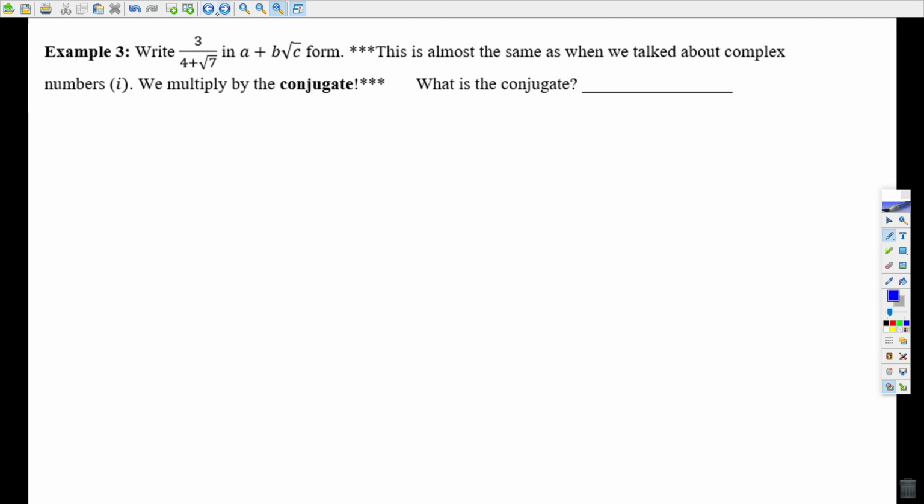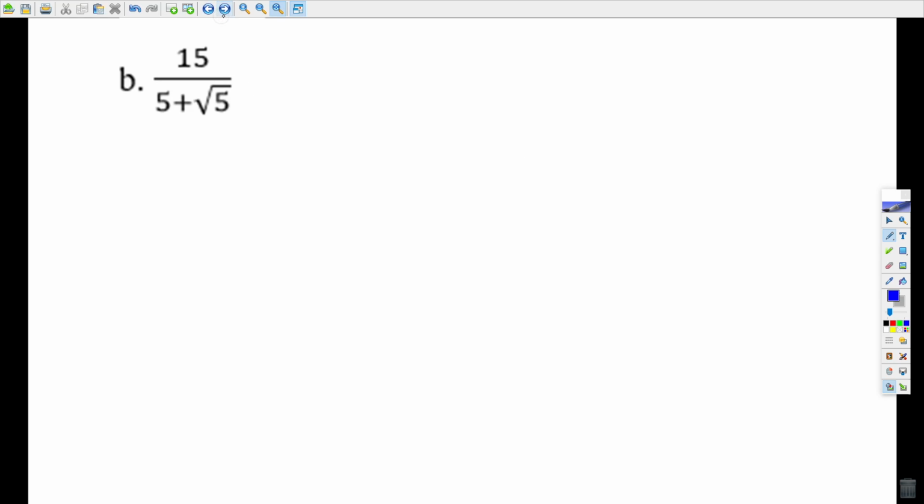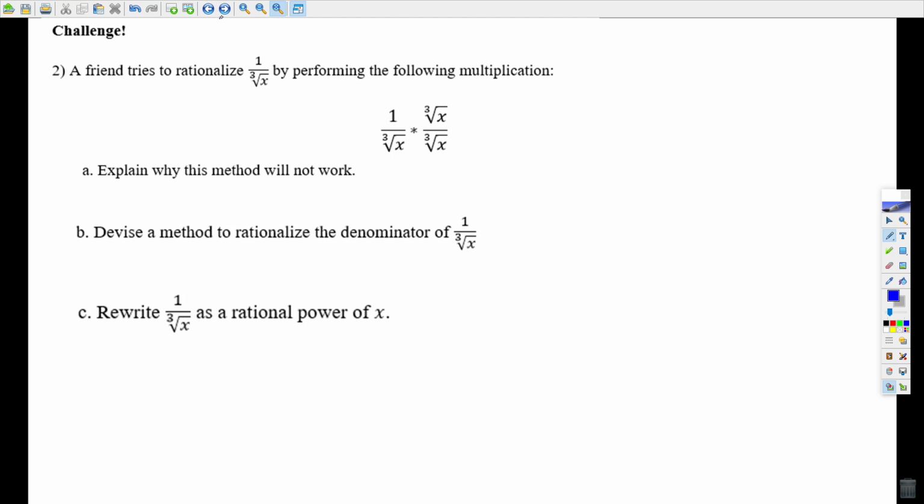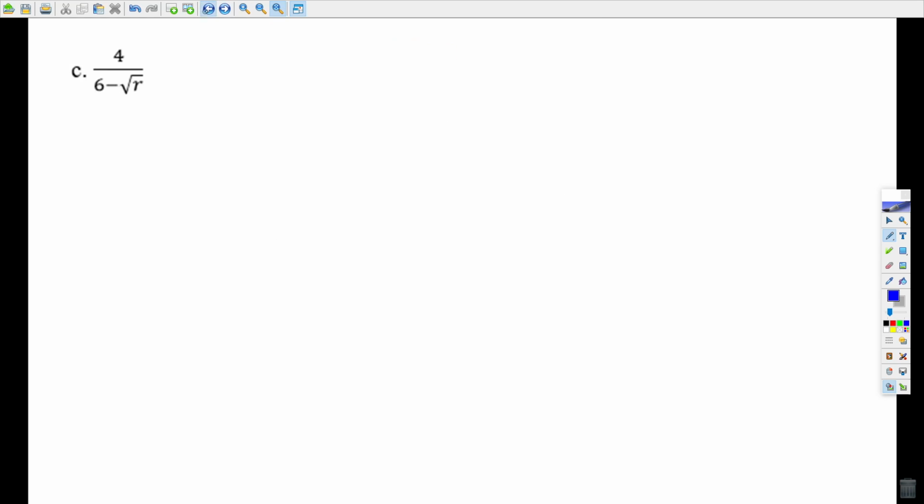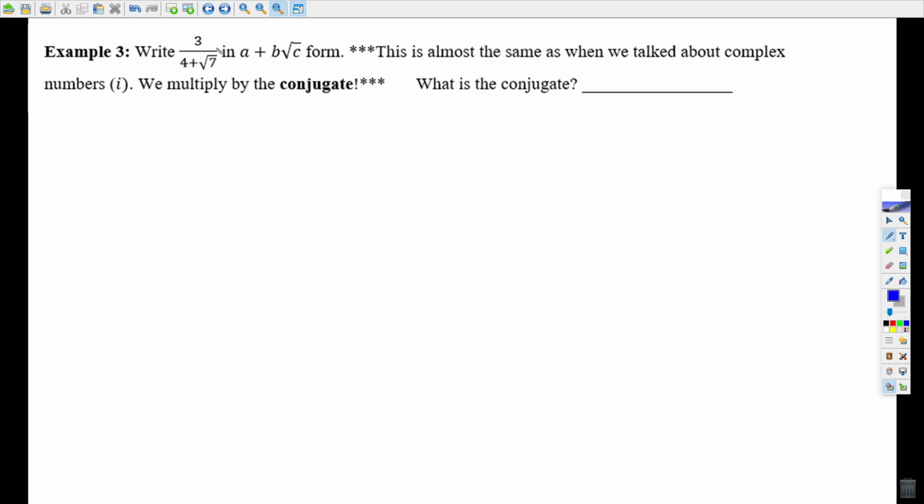That one's pretty tough. We're going to do 2 more examples, I believe. Maybe do the challenge problem too. Let's see. So, all right, for the third example, we have 3 over 4 plus the square root of 7.